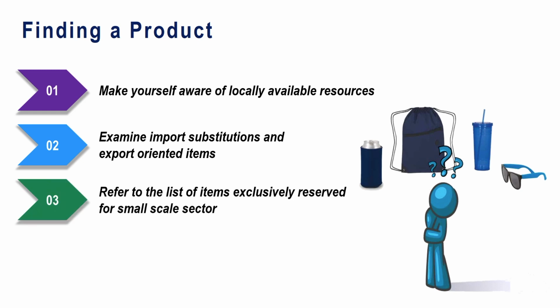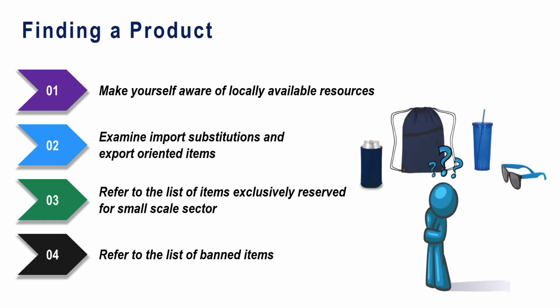Then refer to the list of items exclusively reserved for the small scale sector. Now, certain items are exclusively kept to be manufactured by the MSME sector, micro, small and medium enterprise sector. This list was initially around 836, but then it came down to 100 and it is reducing day by day. You can look into that list. If you can make something out of that, it is exclusive for the MSME sector.